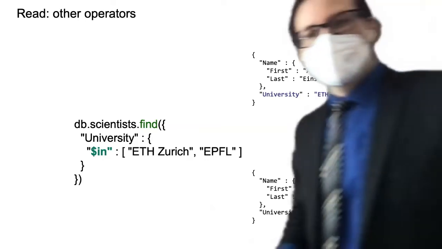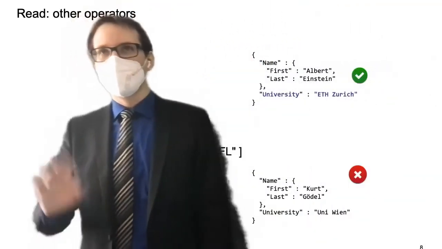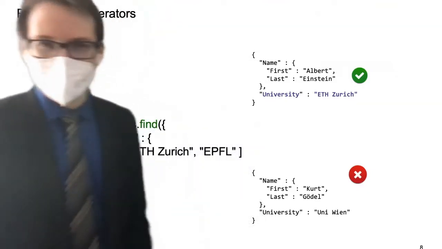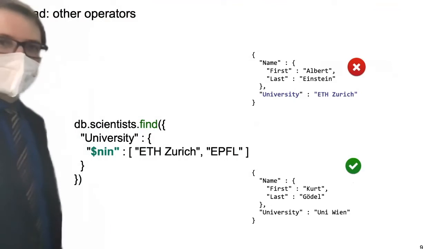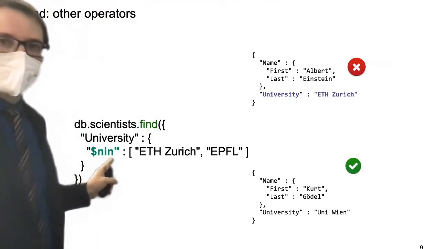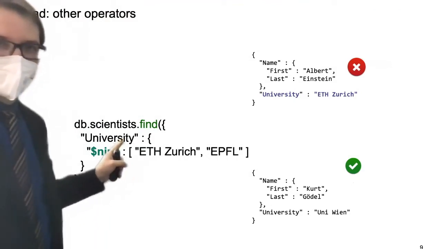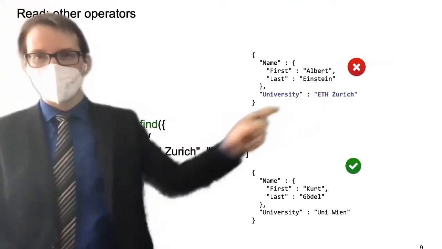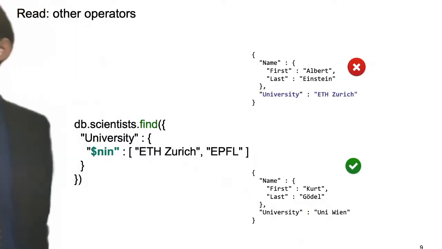Right? Do not let yourself be confused by the complexity of the language, because that's pretty much my point, that I want you to see that it's actually a complex and low-level language. All right, nin is not in, it's the opposite. So it's going to look for a value of university that is neither ETH Zurich nor EPFL. So this is not going to be returned, and this is going to be returned.